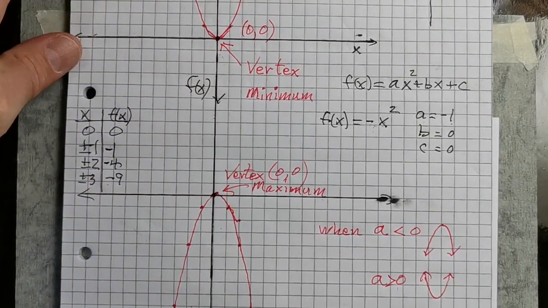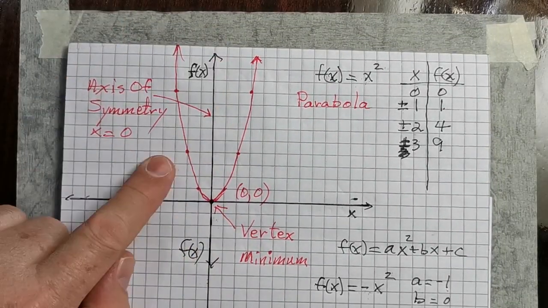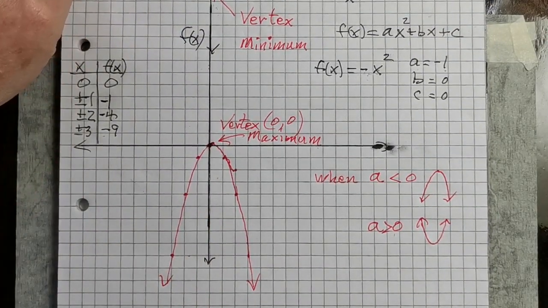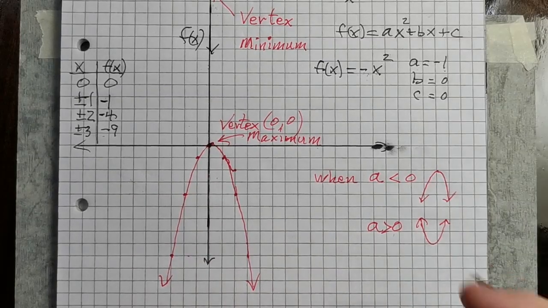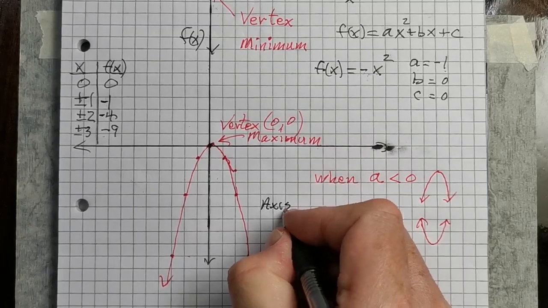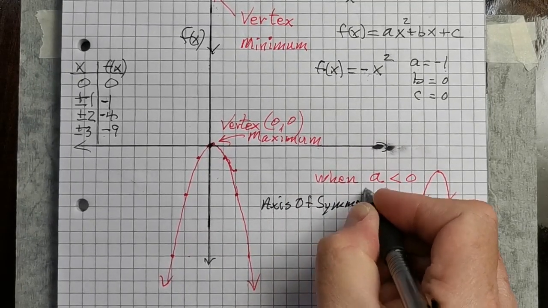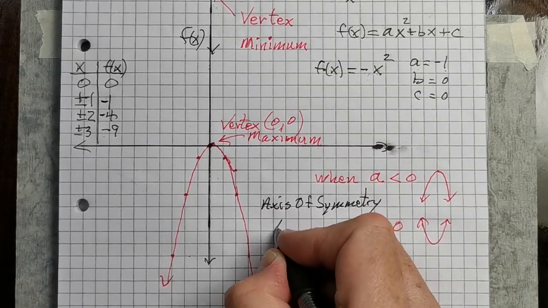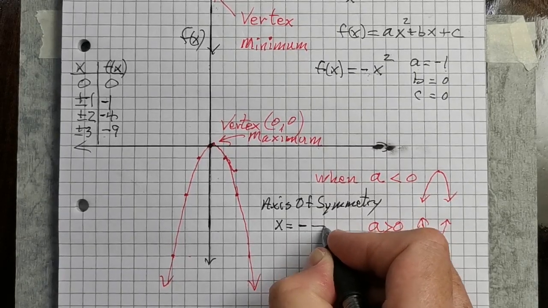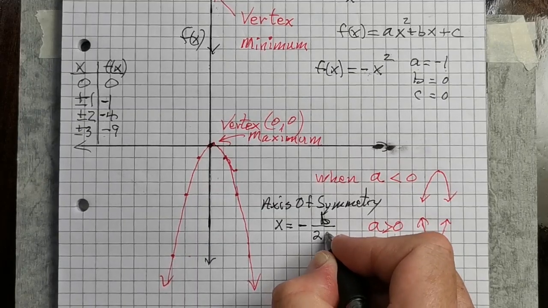In this case, you see that the axis of symmetry, in this problem we did here, was x equal to 0. It's, by the way, just the same down here, x equal to 0. And there's an equation for the axis of symmetry. I'm going to give it to you here. Axis of symmetry. It looks like this. X equals minus b over 2 times a.